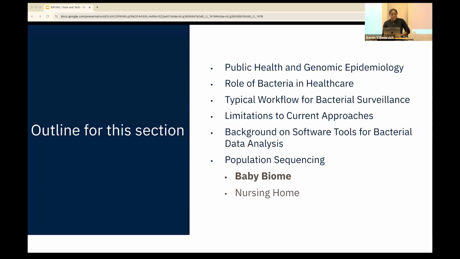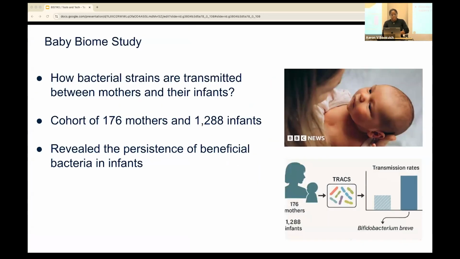And so with this, they actually did this on a cohort from the UK called the Baby Biome Study. And so this was mothers and babies, over 100 mothers and over 1,000 infants. And their question was really, how are bacterial strains transmitted between mothers and their infants? So a very short, right, transmission network when you're thinking about mother directly to the newborn baby, neonates.